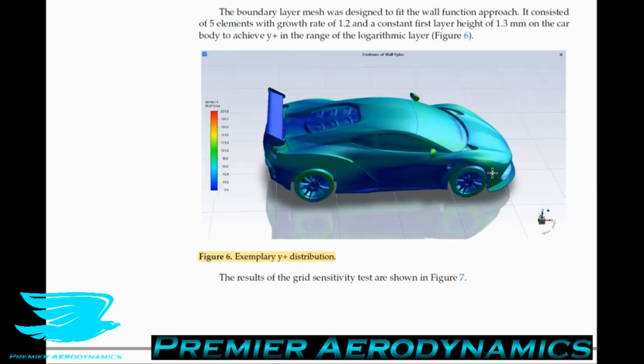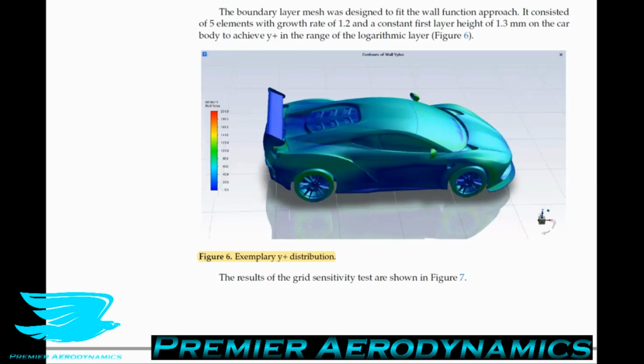That's not ideal. You would probably want to refine the mesh here a bit more, but they're using the realizable k-epsilon approach, so this is a particular turbulence modeling approach, RKE, realizable k-epsilon. You can look this up on Google if you like. It's part of the k-epsilon family, and you can get a y plus value of like 30, and it's generally okay.